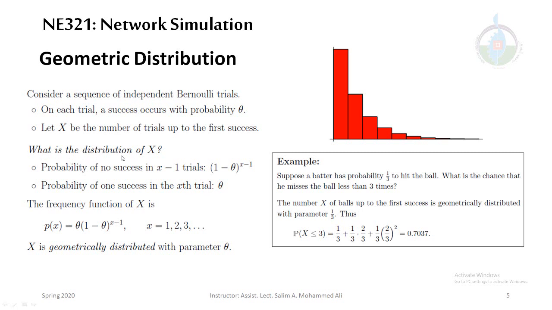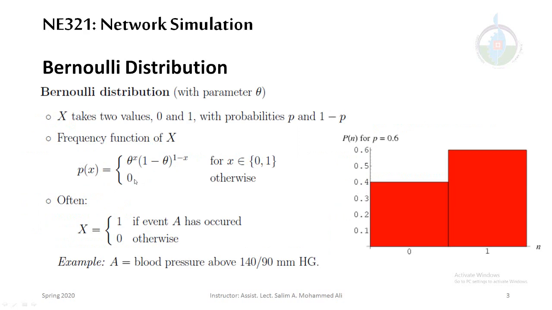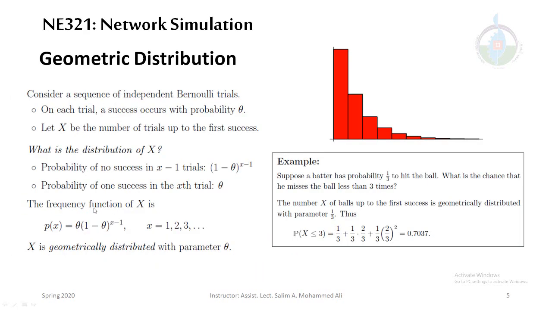Okay, the answer for this distribution should be either like this or this. So the frequency function of x will be the probability of x, the same as the Bernoulli equation, theta multiplied by 1 minus theta to the power x minus 1. But we are missing one thing. We don't have the theta to the power x here. We have 1 because we have one success trial all the time. Okay, we will say that x is geometrically distributed with the parameter theta.